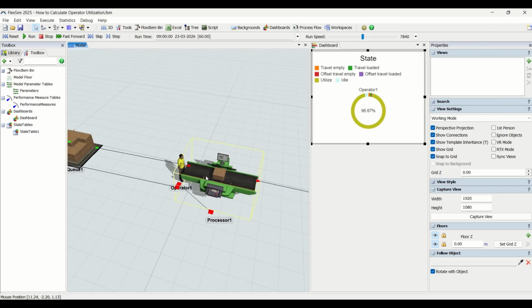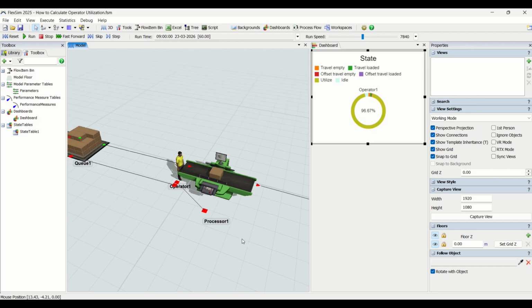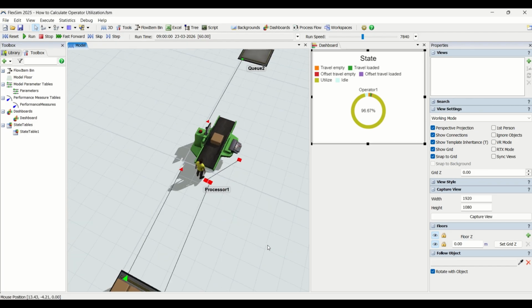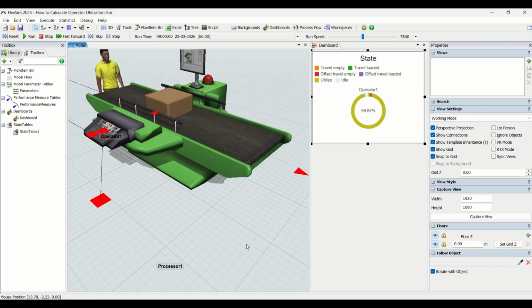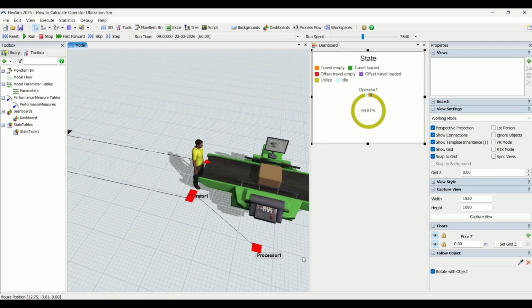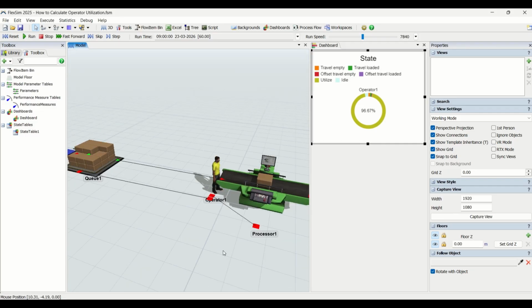But currently the operator is not controlled, and this statistic is going to help you get the utilization for the operator. In the next video, you are going to look at what type of graph you need in order to analyze a station and get station utilization.